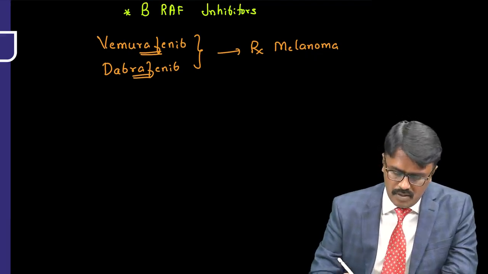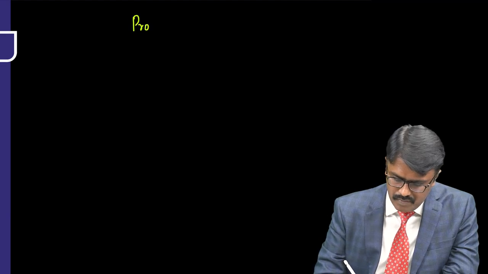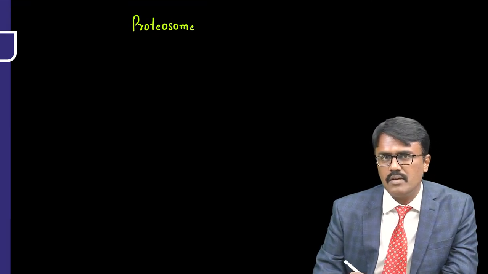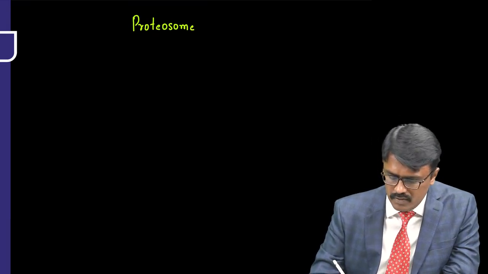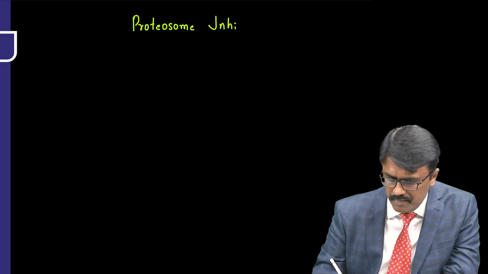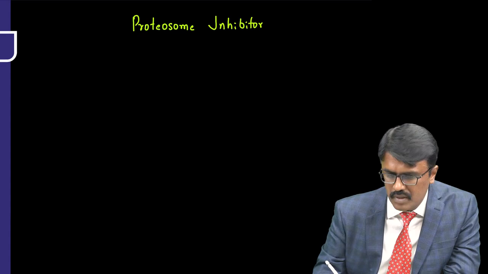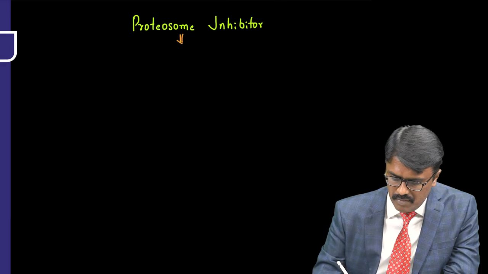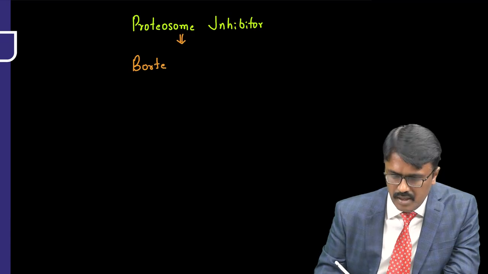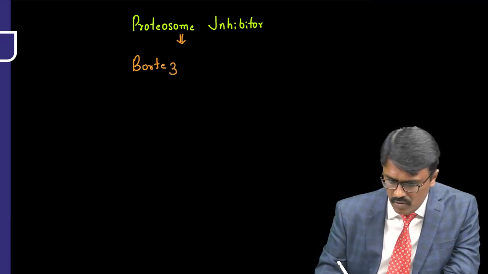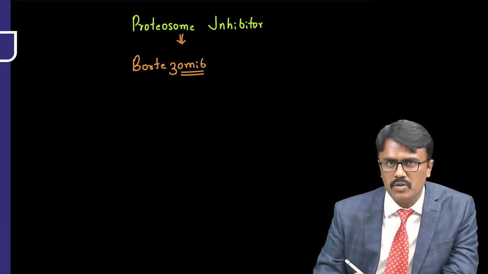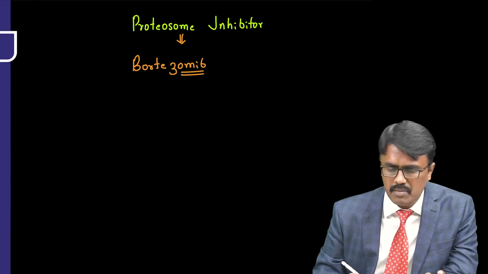Then we have something called proteasome. The role of proteasome is to cause proteolysis. So there are drugs which are proteasome inhibitors. We have proteasome inhibitors. And what is the name of them? They end with zomib. For example, Borte. It ends with zomib. So the proteasome inhibitors, they end with zomib.